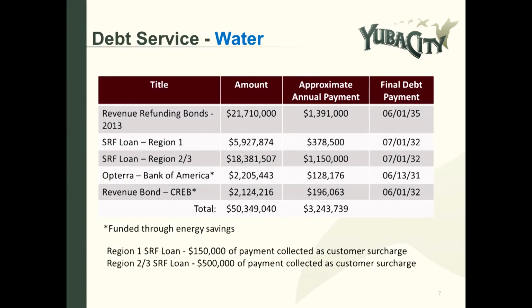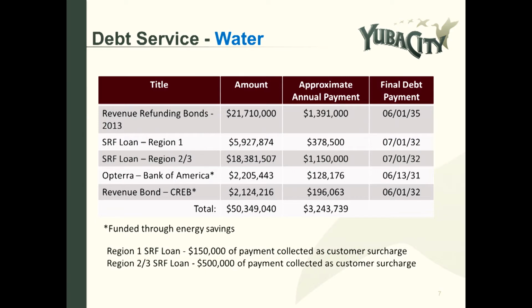Another element of operating costs is debt service. As the city has financed projects over time through either the sale of bonds or obtaining a loan, the city is committed to making the payments for those obligations. So here are the current debt service requirements for the water fund.